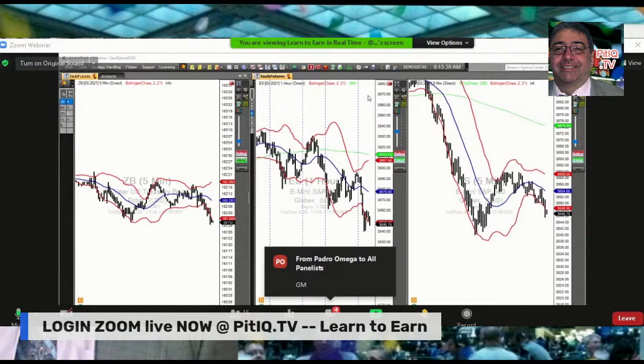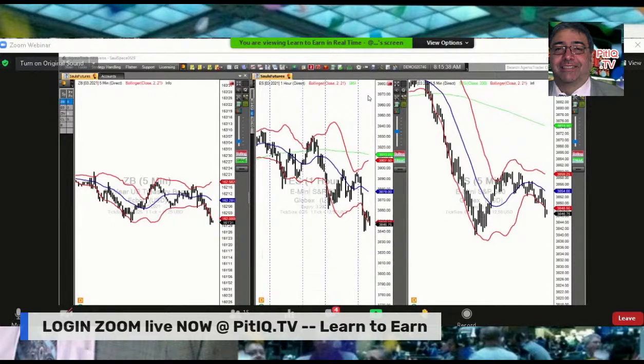We're getting all set up here. This is price action trading in the S&P 500 E-mini. We're here during the morning session. Right now it's 9:18, Tuesday, February 23rd, 2021.